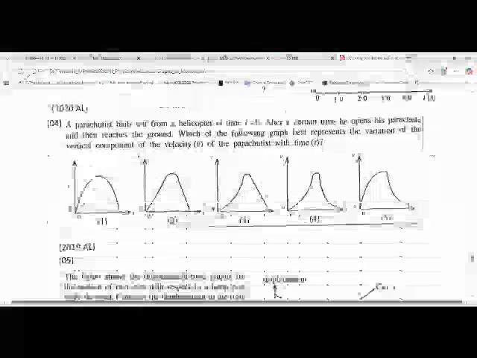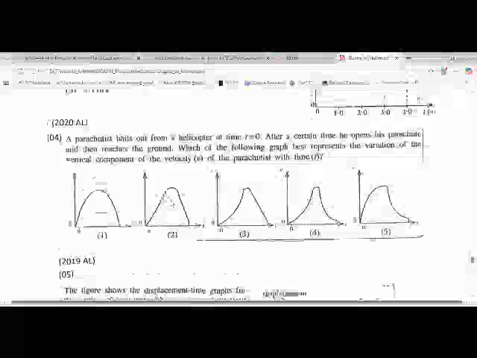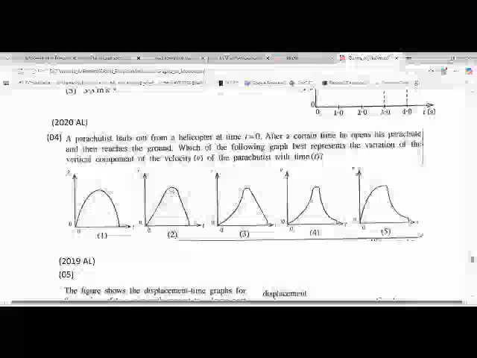(2020) Other question. A parachutist bails out from the helicopter at t equals 0. After a certain time, he opened his parachute and then reached the ground. Which of the following graphs best represents the variation of the vertical component of velocity of the parachutist with time?